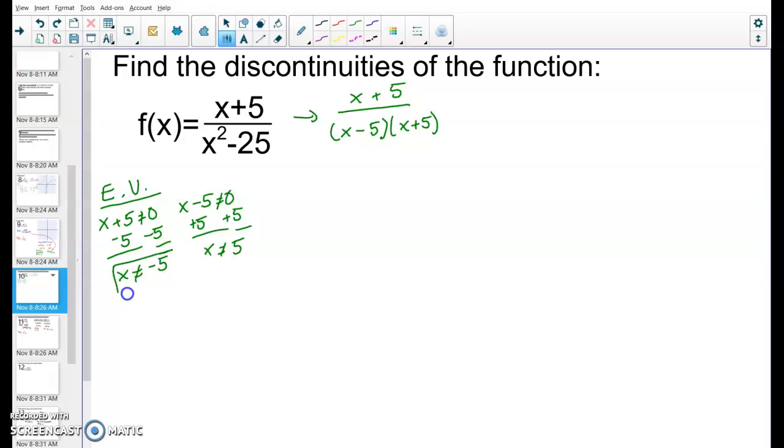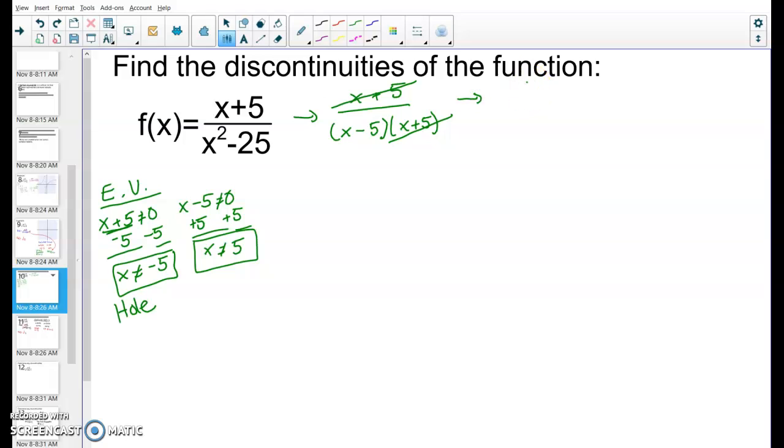So we have two values, x can't equal -5 and x can't equal 5. We need to figure out which one, if any, will be a hole and which one will be a vertical asymptote. So now that we've listed your excluded values, you can cancel anything. I noticed that we can cancel this x plus 5. So wherever we originally had that factor, that's going to be a hole in your graph.